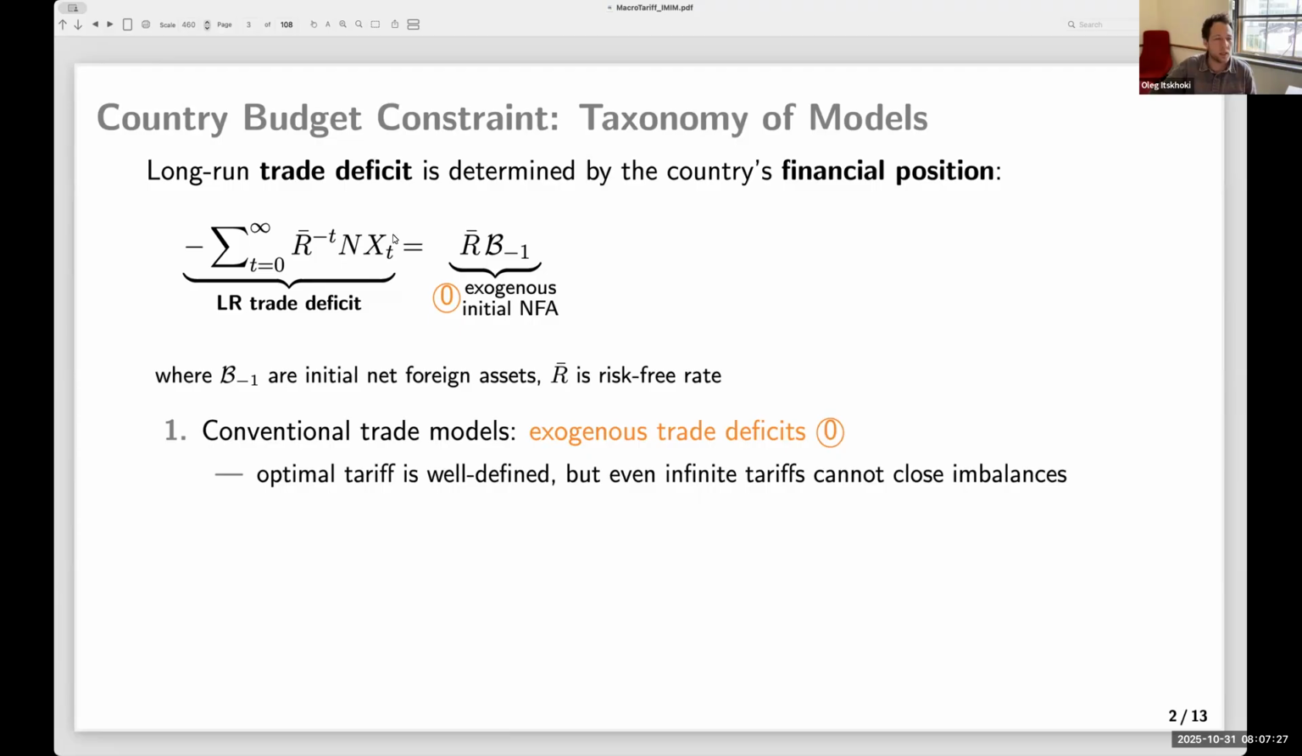And our focus would be to think, can the long run trade deficit change? In a lot of trade models, there are either no net foreign asset positions, so this is zero, or this is taken as exogenous. And so then you see immediately that no matter what happens with tariffs, exchange rates, and so on, if this is an exogenous zero, the long run trade deficits just cannot change. No matter what you do, they're exogenously given in those models.